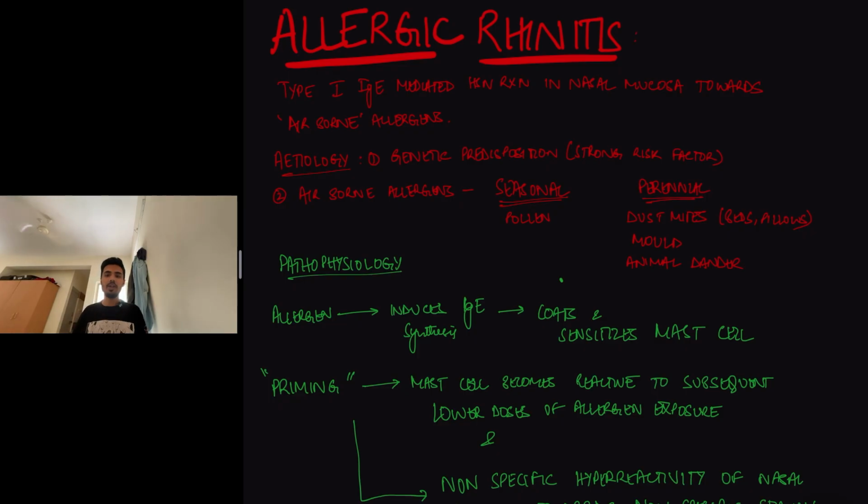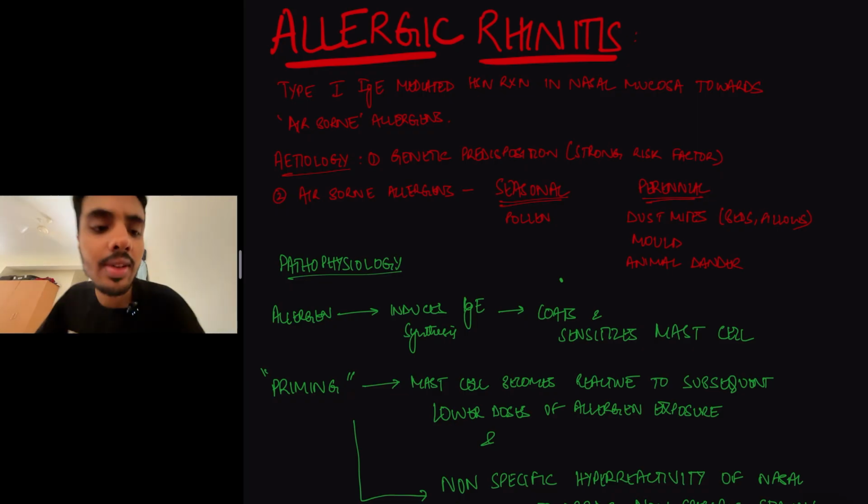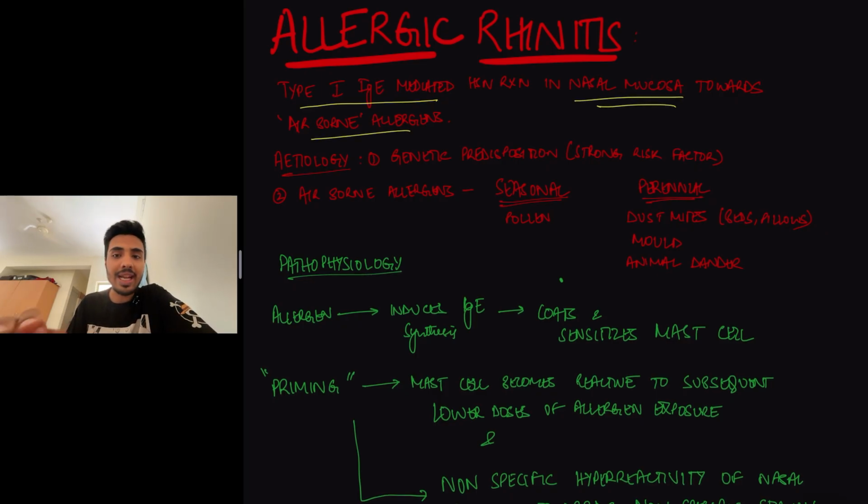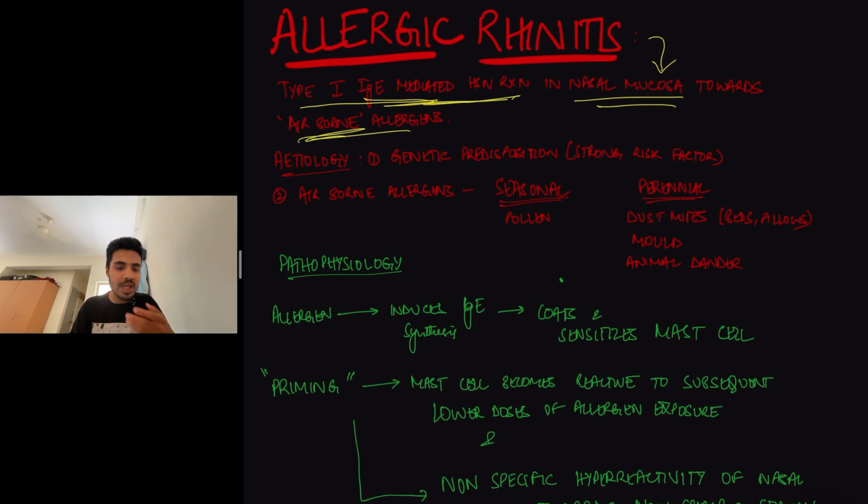So today we'll be covering another important topic, that is allergic rhinitis. So allergic rhinitis, it is of course an allergy, right? So it is a type 1 IgE mediated hypersensitivity reaction towards airborne allergens in the nasal mucosa. Rhinitis, so inflammation of the nasal mucosa. Why is there inflammation? Because of a type 1 IgE mediated hypersensitivity reaction. We know that it is an allergy, so it is because of allergens, and usually in the nasal mucosa, meaning it will be airborne allergens.